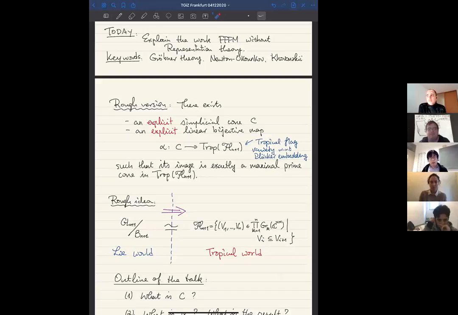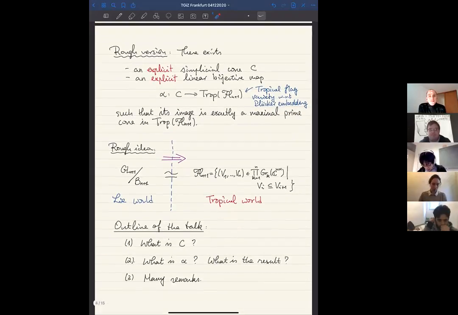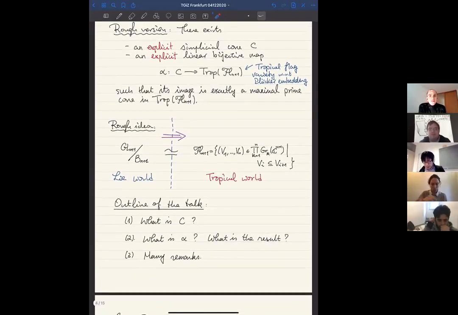Okay, and the Lie world comes from this homogeneous space because GL_n acts naturally on the flag variety, and if you take a standard flag and take the stabilizer, then you get this connection. This is an isomorphism as a projective variety. And today, my idea is to go in this direction. I will start from the Lie world, and then I will go to the tropical world. The outline of this talk is: I will explain what the cone C is, what the linear bijective map alpha is, and what the result is. And if time permits, I will give you many remarks.